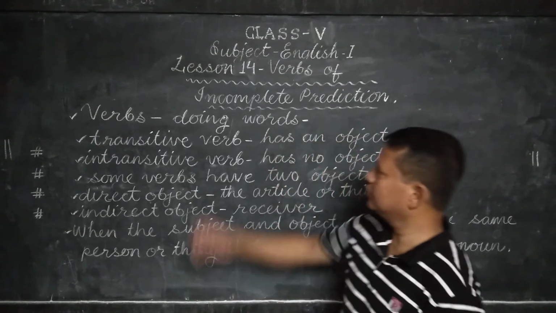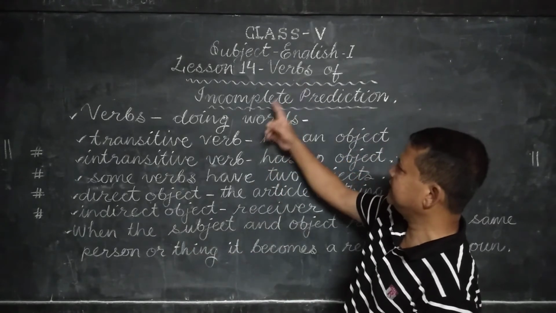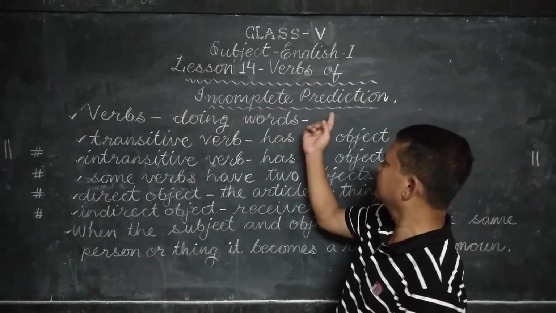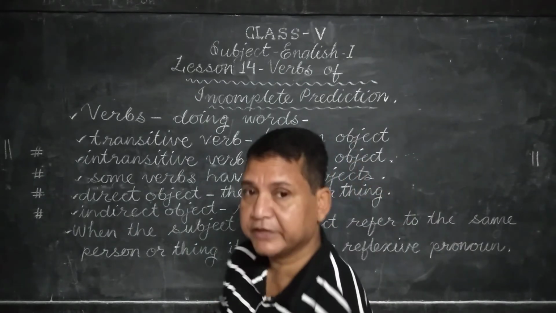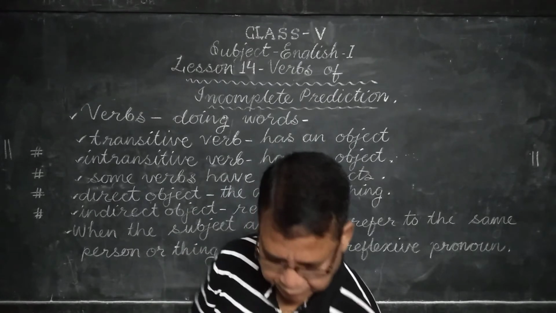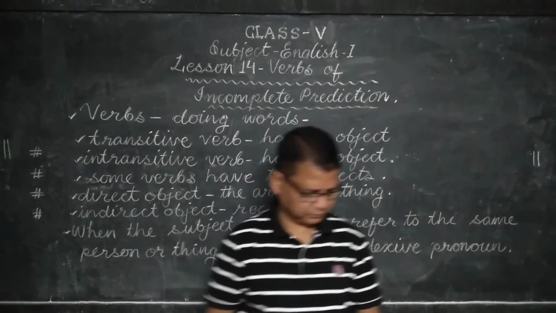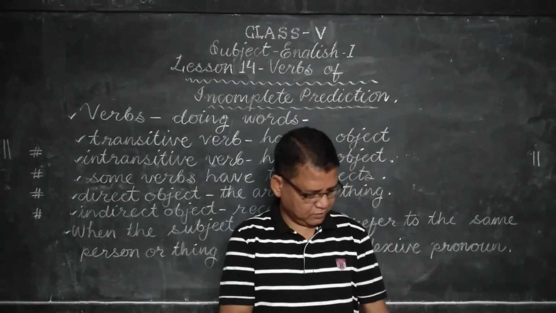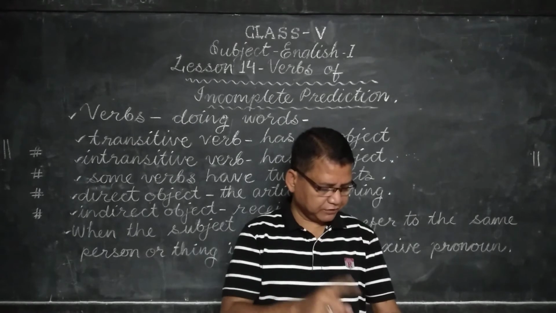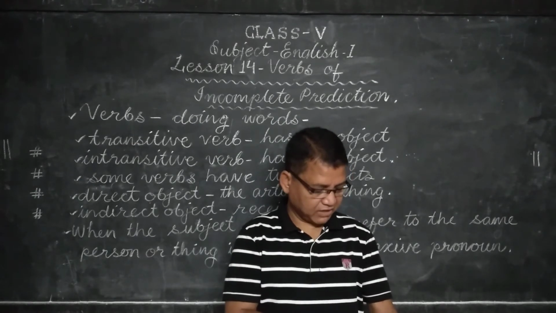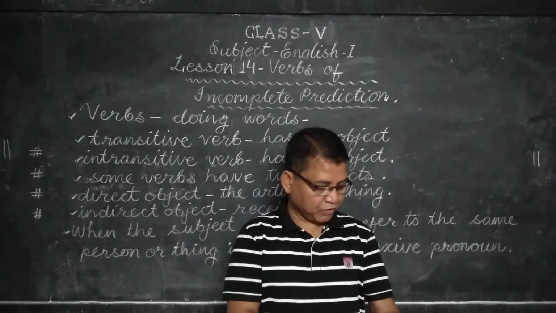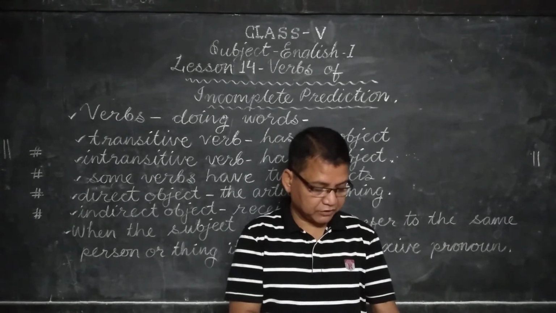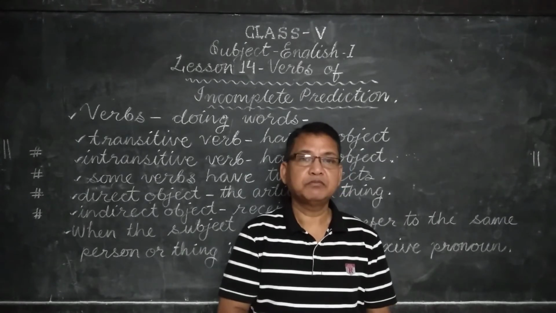Now, as I told you, verbs are doing words. Incomplete means not complete. Predicate means what is said about something. Now, I'll read out the definitions. Listen carefully, okay? An intransitive verb which needs the help of some word or words to complete what it says about the subject is called a verb of incomplete prediction.